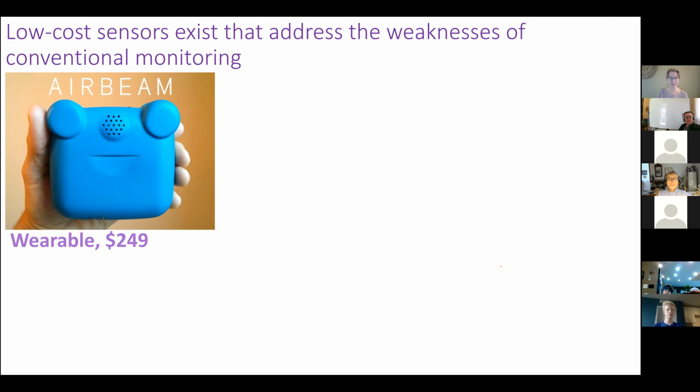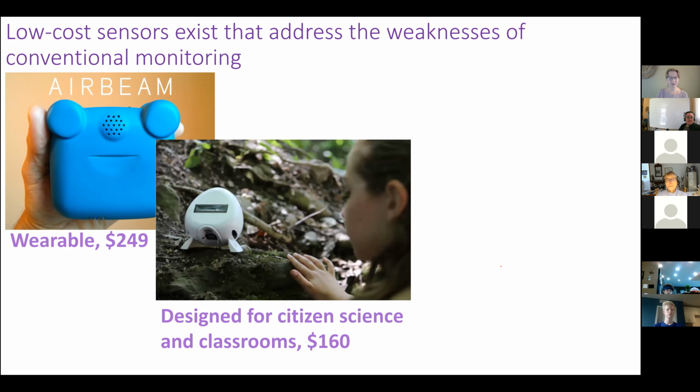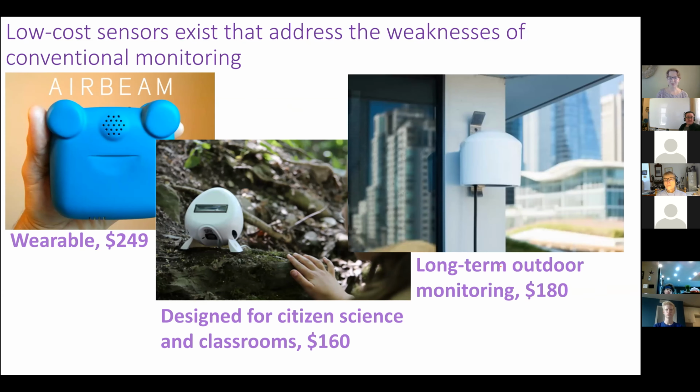For example, this is a sensor called the AirBeam, which is wearable, so it allows people to walk around and monitor their personal exposure while they're outside. This is the Air Quality Egg, which is designed for citizen science and the classroom environment. And here we finally have our PurpleAir sensor.